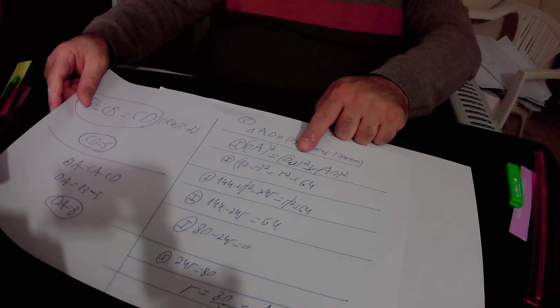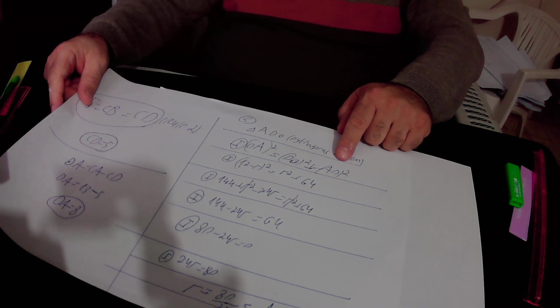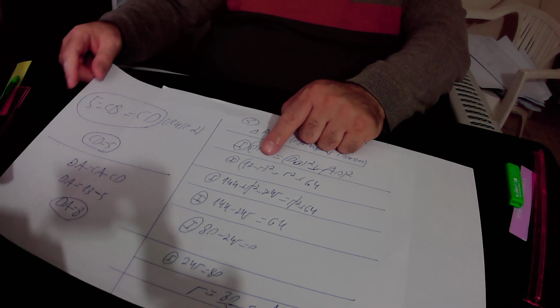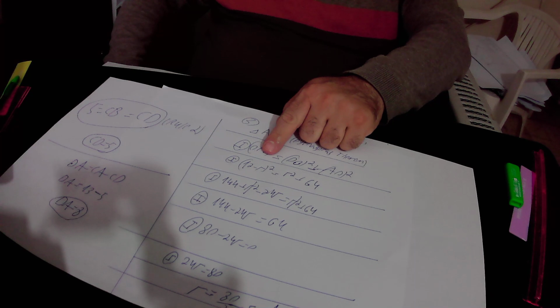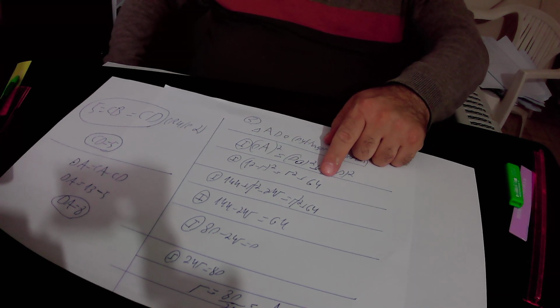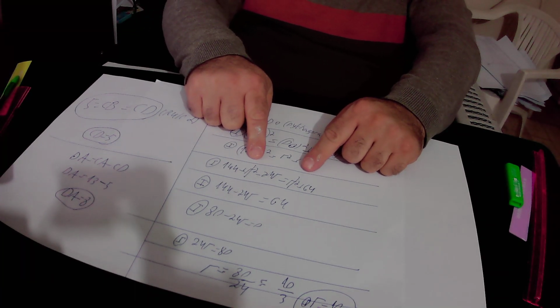DO equals R, so DO square equals R square. AD equals 8, so AD square is 8 square. 8 square is 64. We open the brackets on this side of equation number 1. (12 minus R) square is 12 square, which is 144, plus R square minus 24R, and it equals R square plus 64. We have R square on both sides of equation number 1, so R square will get cancelled.